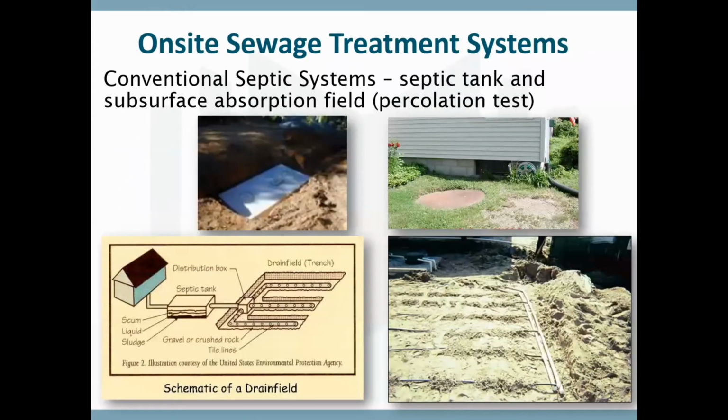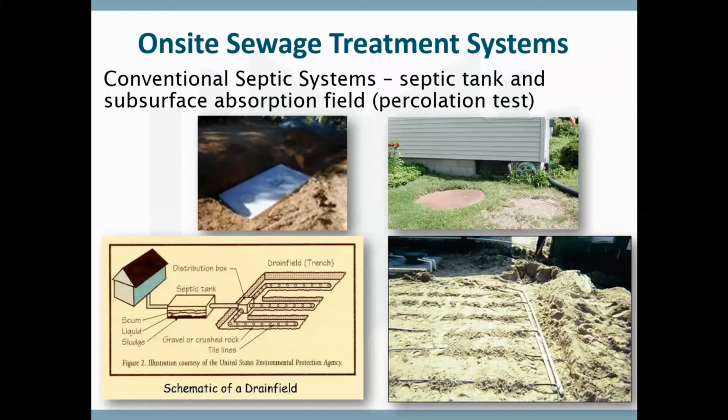So we have primary treatment, which is the physical removal. Secondary treatment is using the biological processes to break down the waste and the solids. And then you have disinfection. Those are the three main types of treatment. Now we're going to go over the types of on-site sewage treatment systems, and you'll see where these different types of treatment come into play.